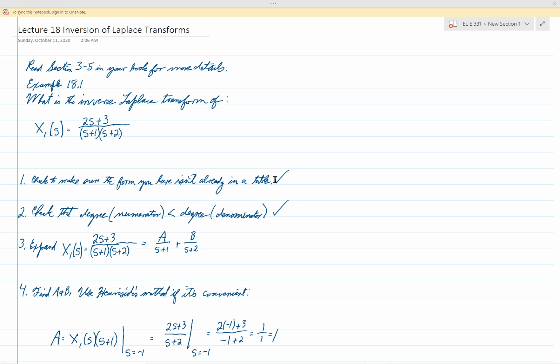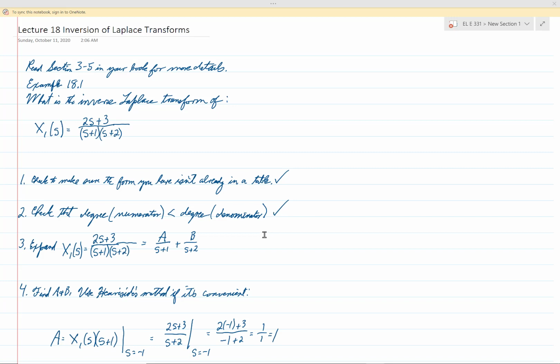But by looking at the table, it helps to get you into the mode of realizing that that's what you're doing: you're trying to manipulate the Laplace transform that you have to get it into a form that looks like what's in the table. So if you look in tables 3-1 and 3-2 in your book, you will see that there is not a form that matches this, and so therefore we can go on to step 2.